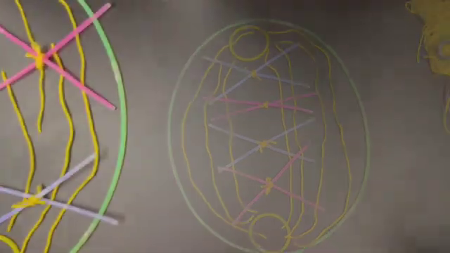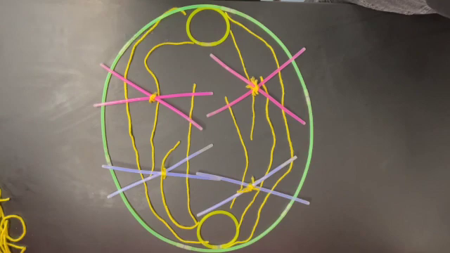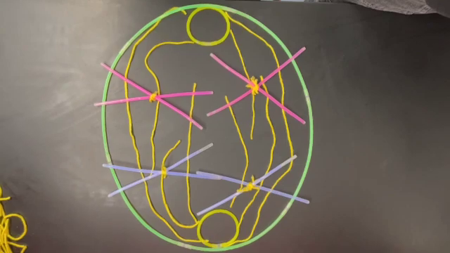In anaphase 1, homologous chromosomes are pulled apart and moved towards opposite ends of the cell. However, the sister chromatids stay in place. During anaphase 1, reduction occurs with 23 chromosomes moving to each pole.